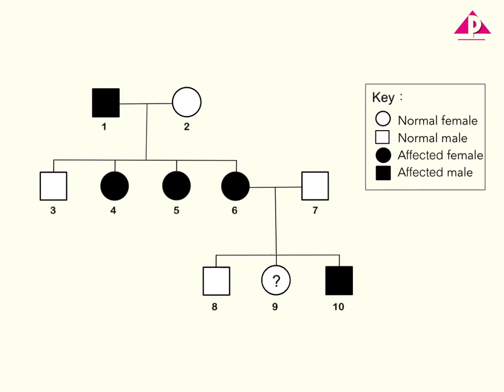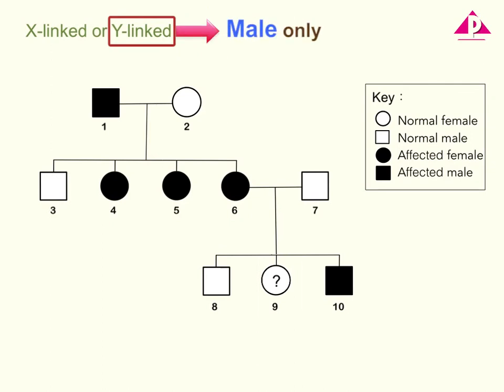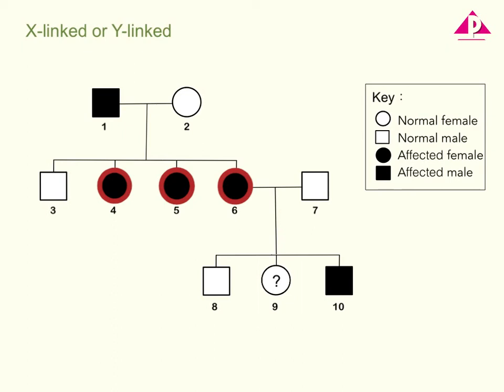First, let us find out whether the disease is X-linked or Y-linked. If the gene that controls the disease is located on the Y chromosome, that is, the trait is Y-linked, then there would only be male-to-male transmission. As a result, no affected female would appear. Look at individuals 4, 5 and 6. All of them are affected females. Therefore, this genetic disease is not Y-linked.